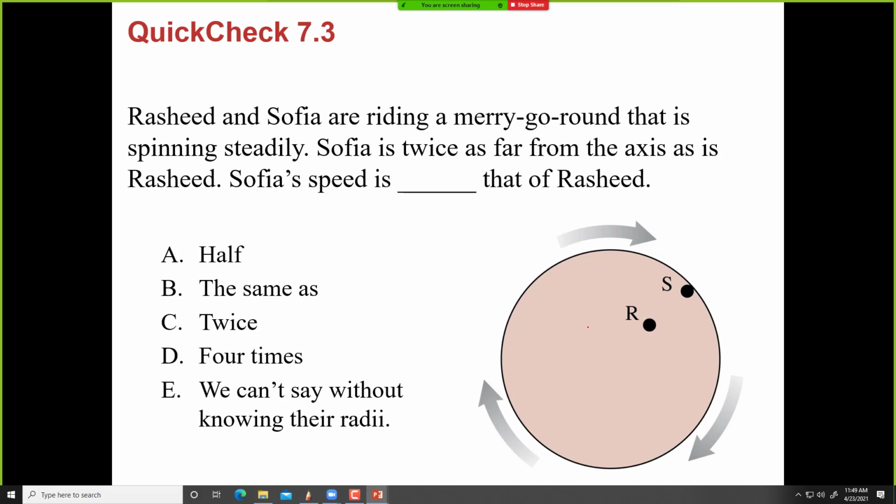So if they have the same angular velocity, then what would be the speed? Sophia is twice as far from the axis as Rashid. So Sophia's speed is half that of Rashid, same as that of Rashid, twice, 4 times. Again, this V is how much arc it covers in a certain time period. So definitely this covers more arc in the same time compared to this one. This covers a bigger arc. So this one has greater linear velocity than this one.